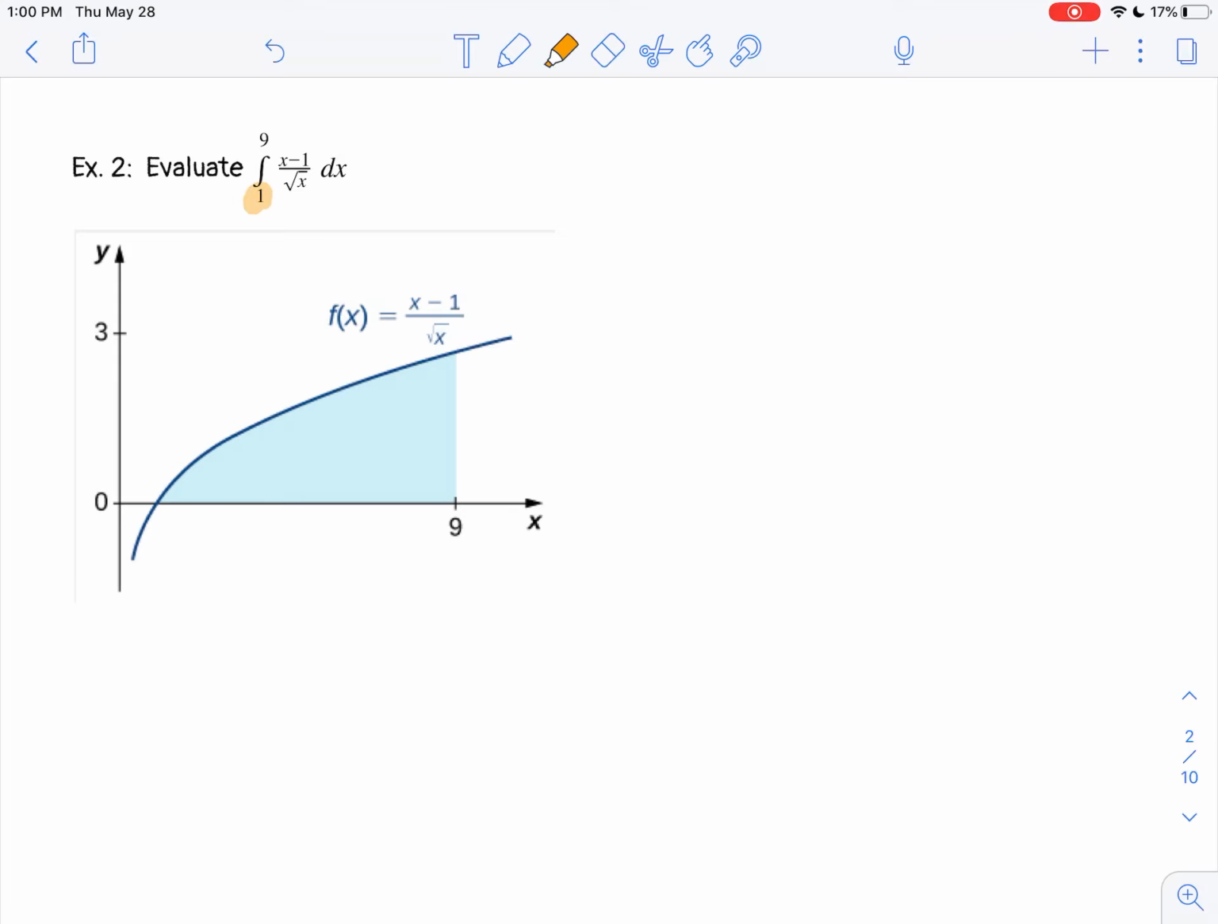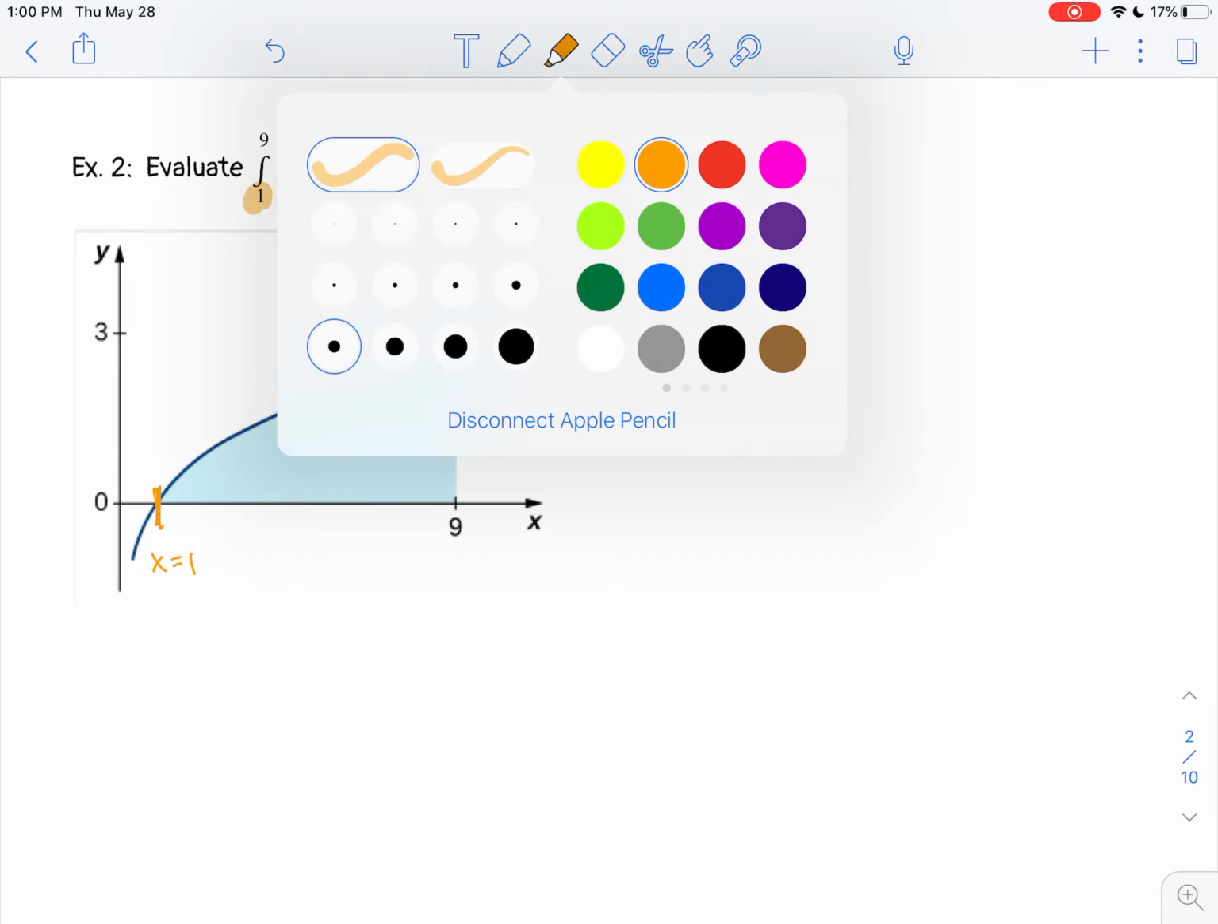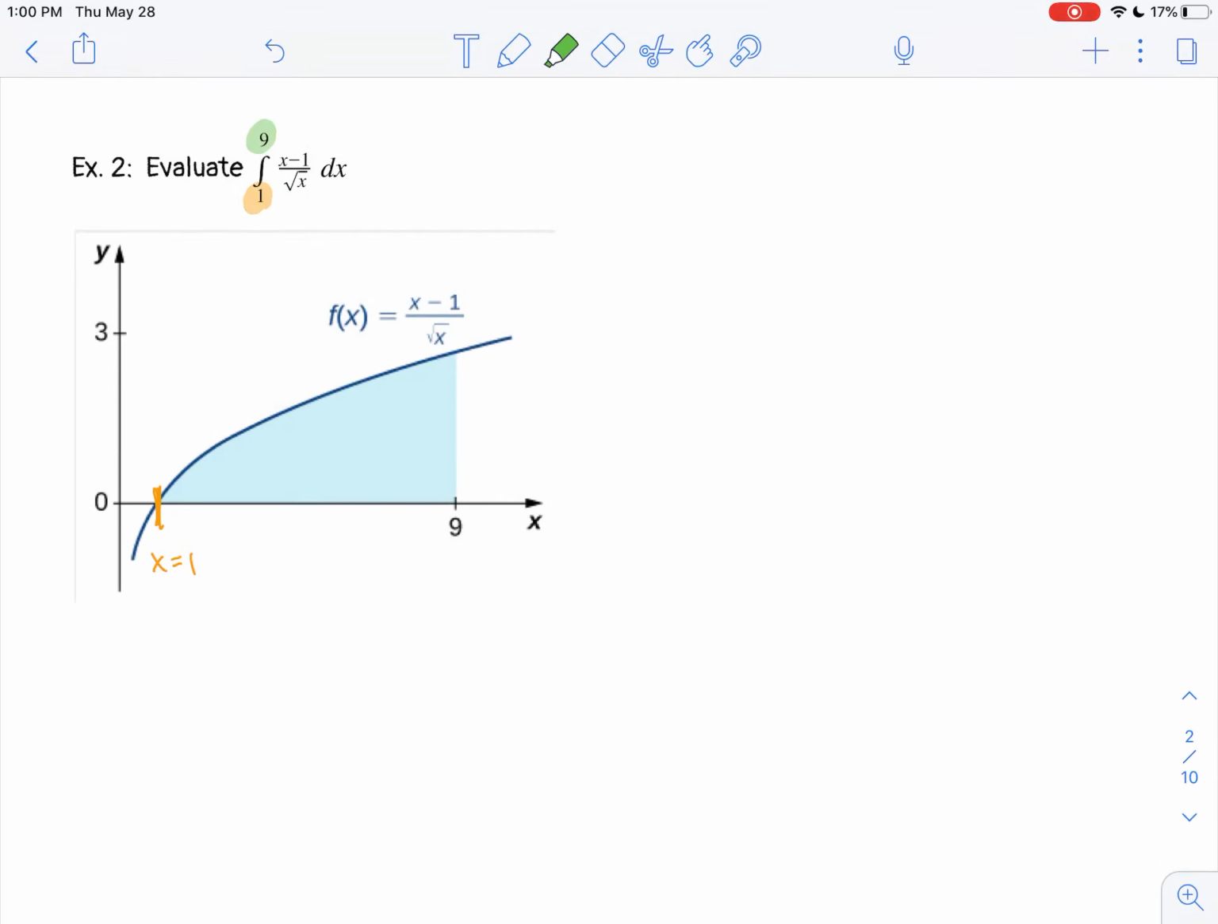We have an a value at the bottom, that is our starting bound. That means on our graph that x equals 1 is where we want to start finding the area. Our top bound is 9, which means that we want to stop at an x value of 9. And then our answer should represent the area between that curve and the x-axis. So this area right in here, okay?